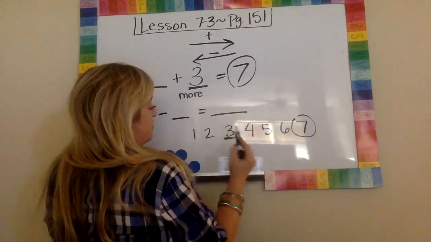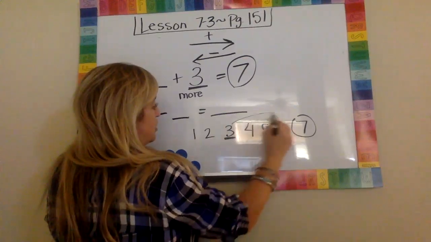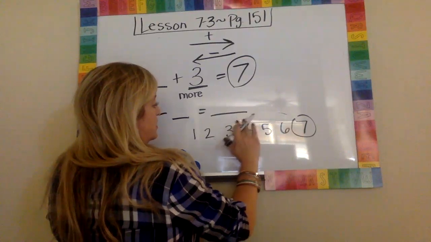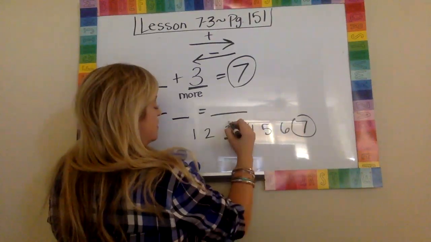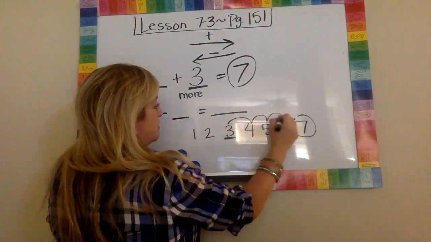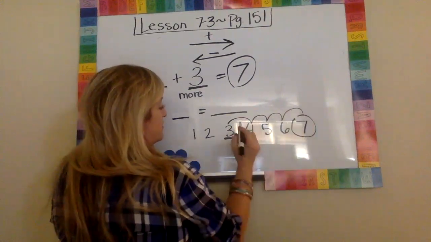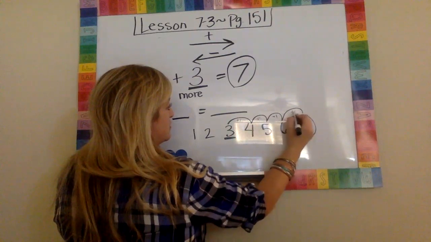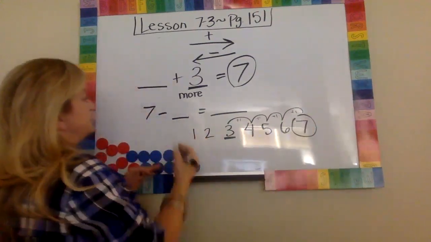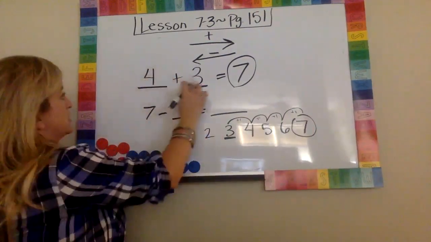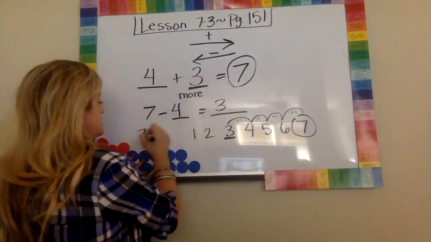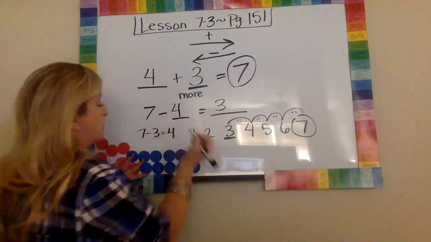So here I go. Remember, everyone gets one. I'm not going to say it's plus 1 because that's not right. I know 3 plus 1 is not 7. 1, 2, 3, 4. Then I label my jumps plus 1, plus 1, plus 1, plus 1. Now I know 4 plus 3 equals 7. 7 minus 4 equals 3. 7 minus 3 equals 4.